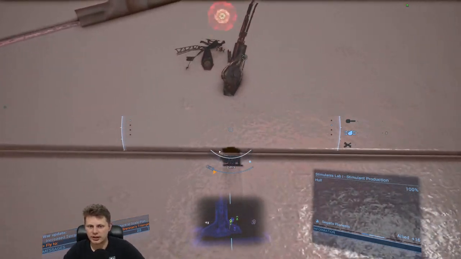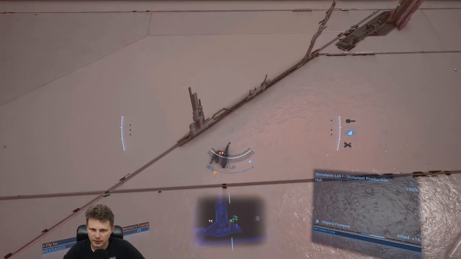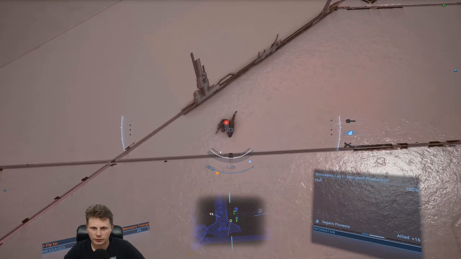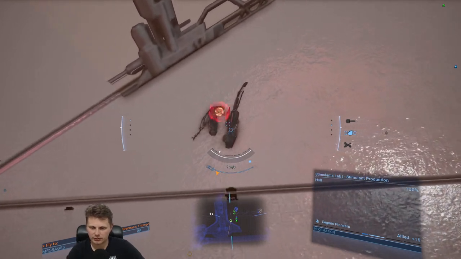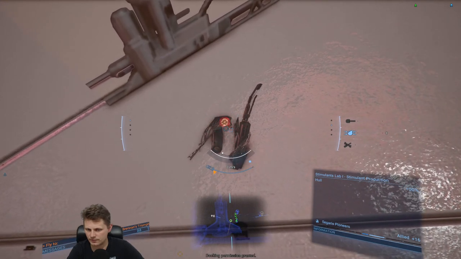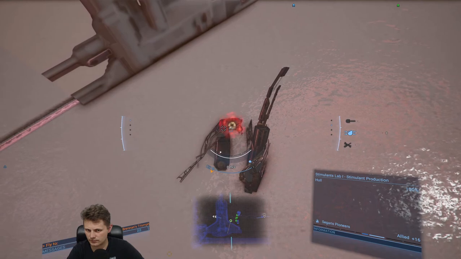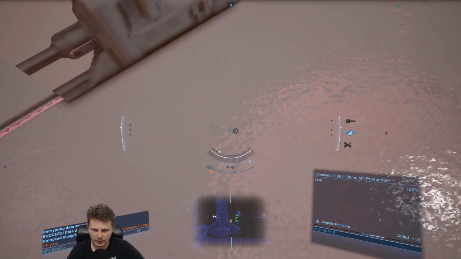Oh god, I hate spacesuit flying, I'll be very honest there. I bloody hate it, that's why I usually do this stuff off camera. Because I bounce literally everywhere. Requesting permission to dock. Okay, a bit closer. Docking permission granted. There you go, decryption, and there we go, we got ourselves the blueprint for the stimulants lab.